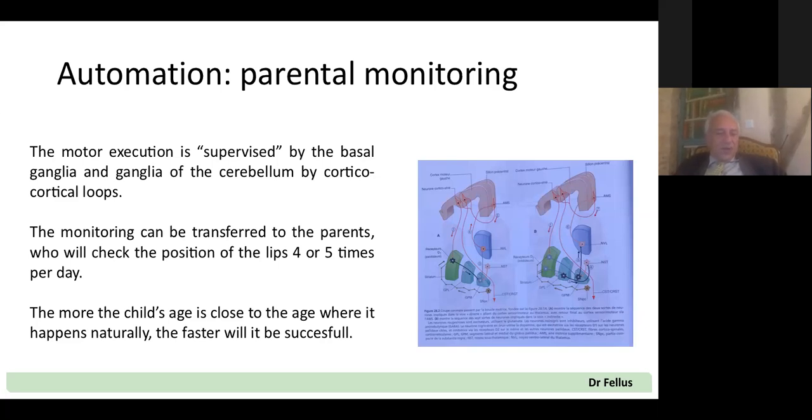In the beginning, the practitioner must watch the lips, but after this the monitoring can be transferred to the parents, and they only need 4 or 5 times per day to say to the patient, oh, take care, your lips are good, or your lips are not good. And the closer the child is to the age where it happens naturally, the faster it will be successful.